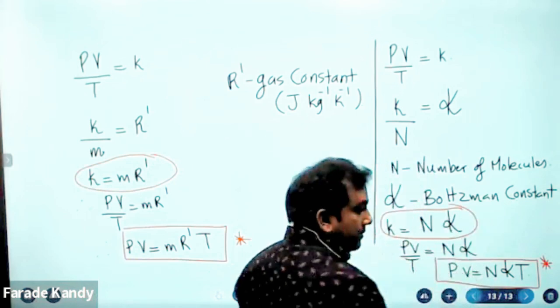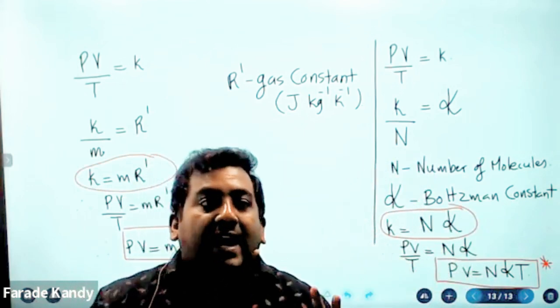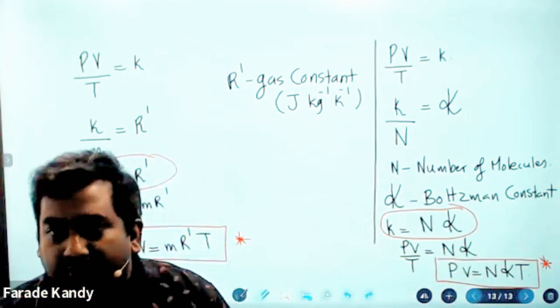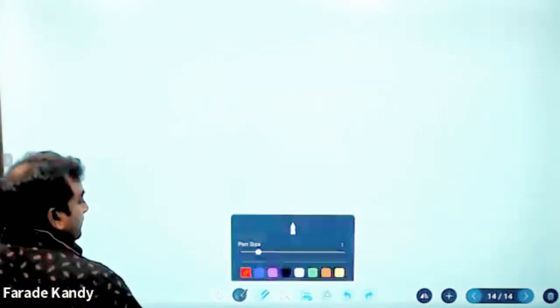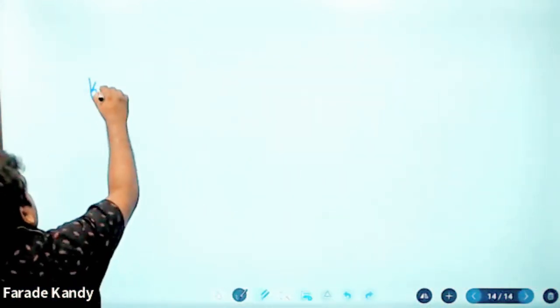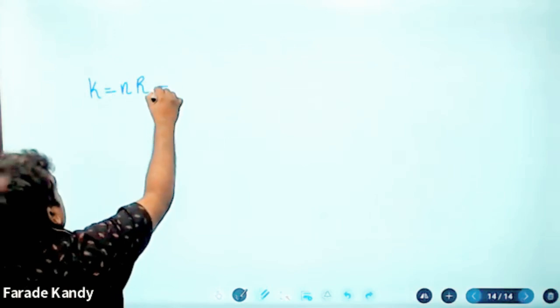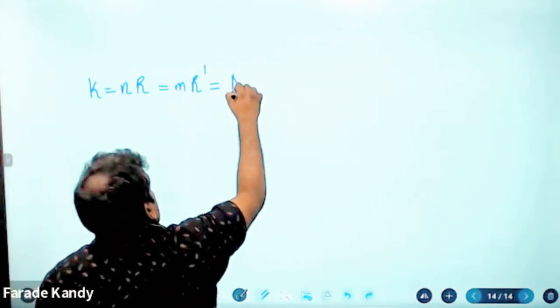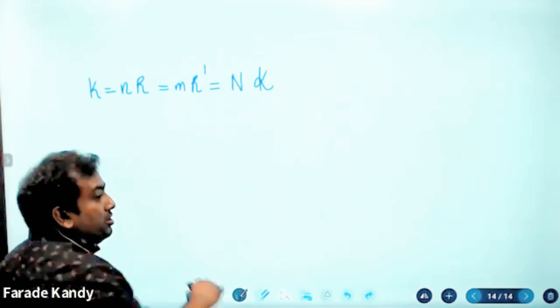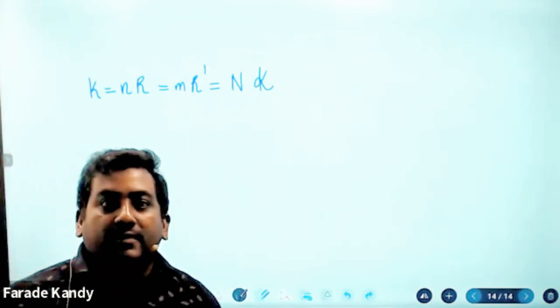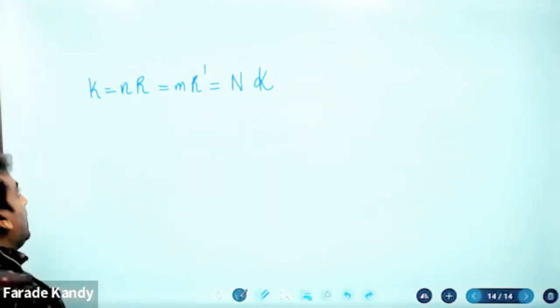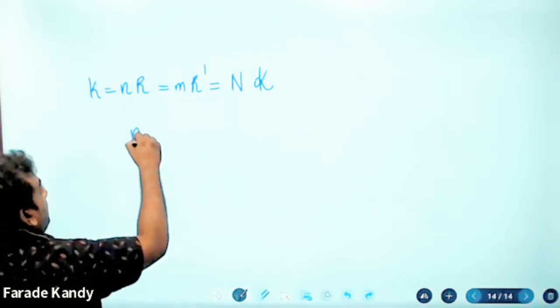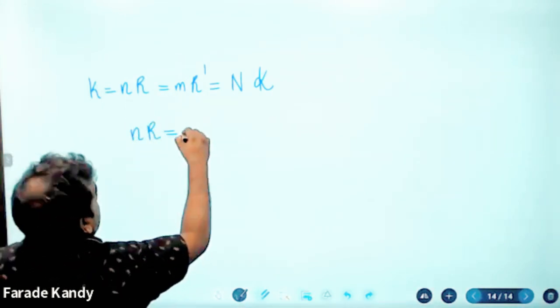All we are talking about is the same K. Look at this carefully now. K is equal to NR. K is equal to MR dash. K is equal to N times Boltzmann constant. Now look at this. I will take these two separately. NR equals MR dash.